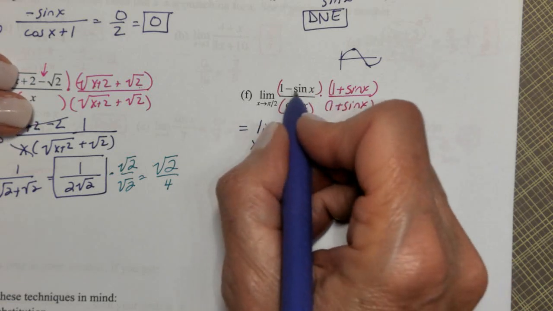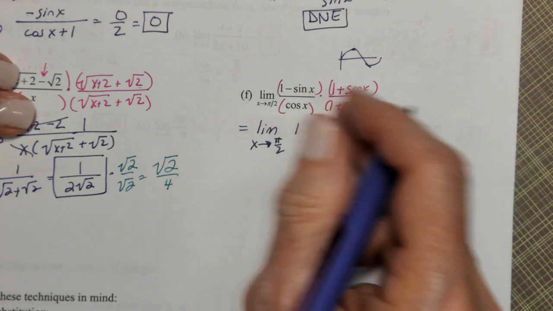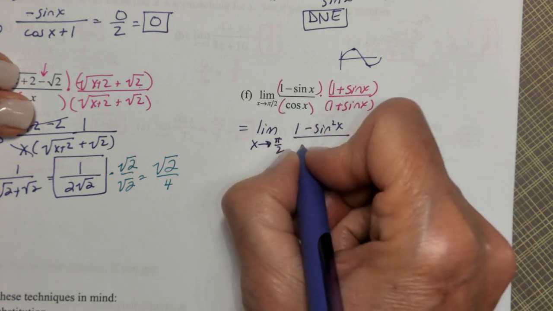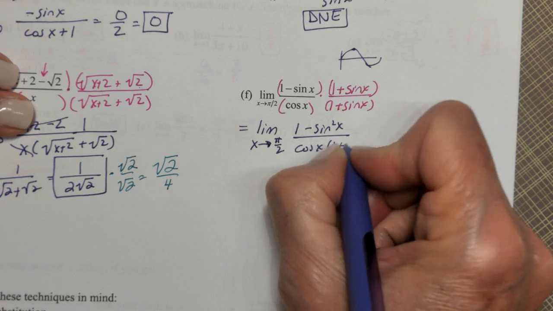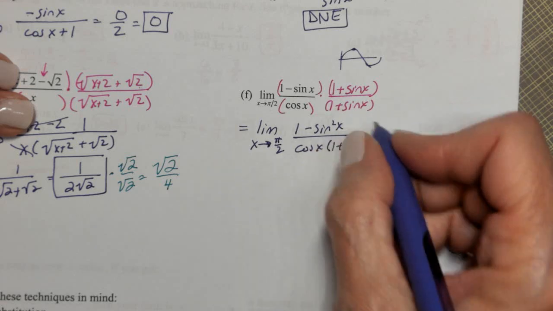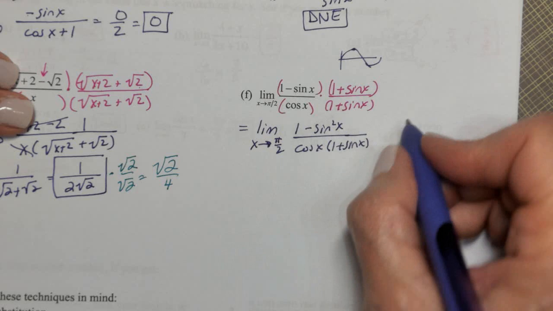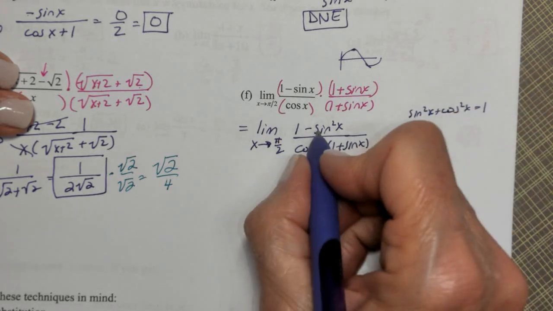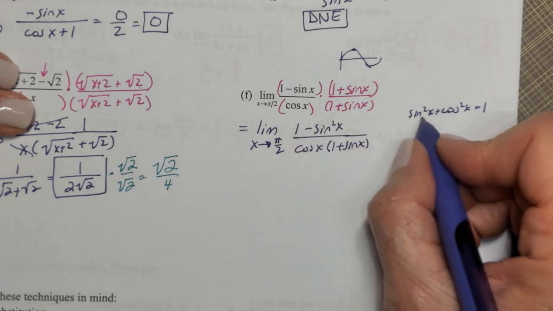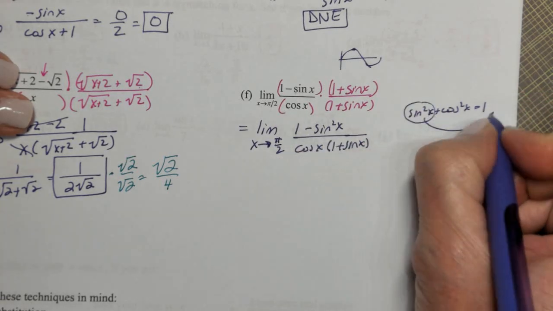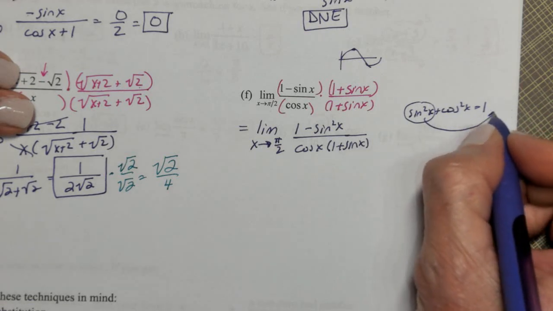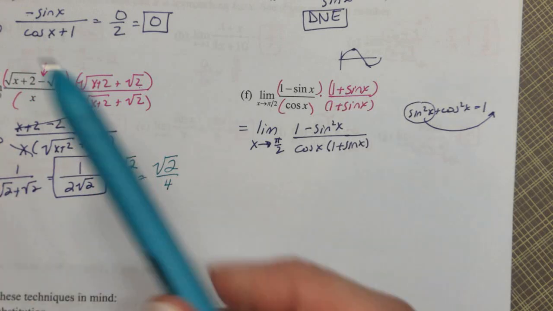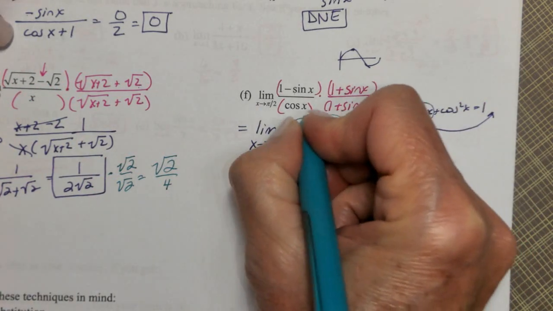Distribute up here, so FOIL this out. 1 times 1 is 1, the middle term zeroes out, minus sine squared of x. On the bottom, do not multiply. You're going to lose your hole if you do. We have 1 minus sine squared x. Well, sine squared x plus cosine squared x is 1. I want 1 minus sine squared x, so I'm going to move the sine squared x to the right, where it's going to be a minus. 1 minus sine squared x, I'm left with cosine squared x. So this right here is cosine squared x.